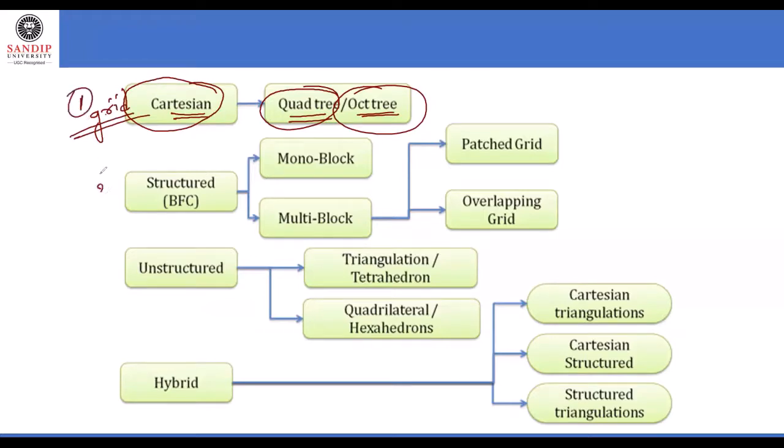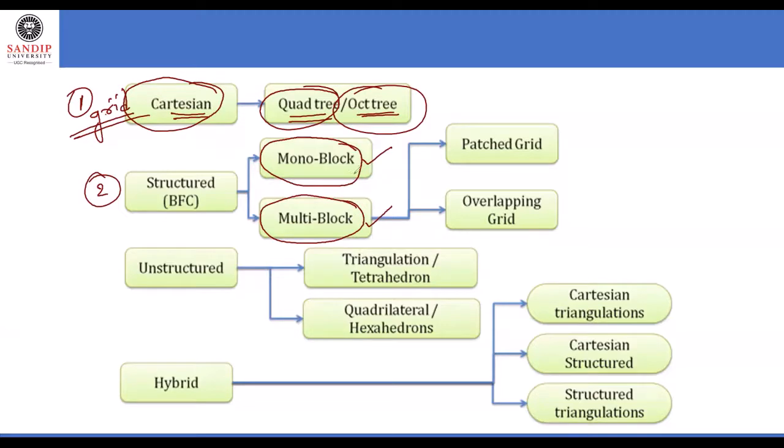When you go for the second method, the second grid generation method, there we are talking about the structured grid. In the structured grid, it can be monoblock or multi-block. In this extension of today's session, we'll see what the monoblock grid and the multi-block grid are. So in the structured grid type, we have monoblock grid and multi-block grid.